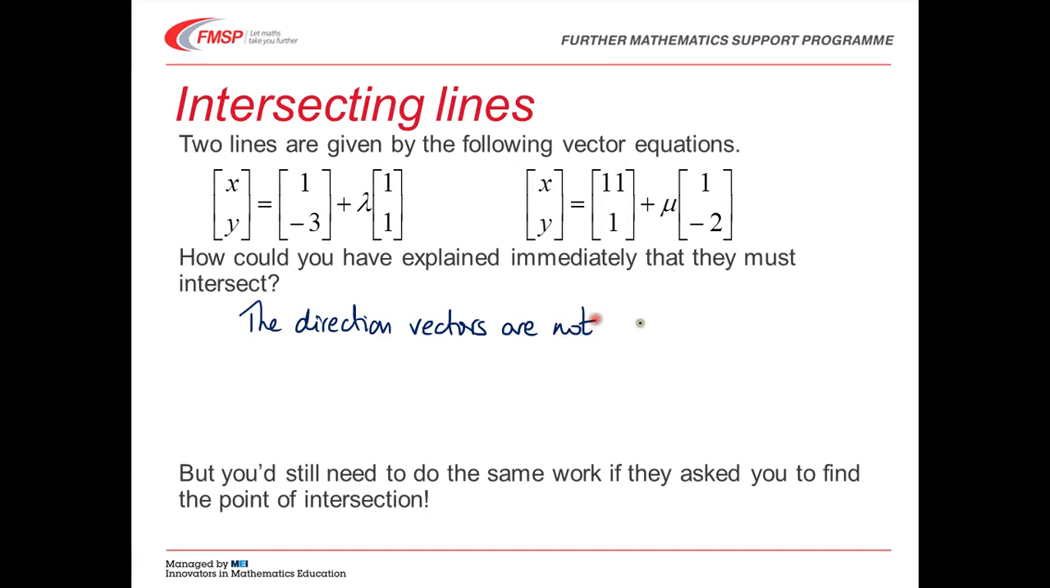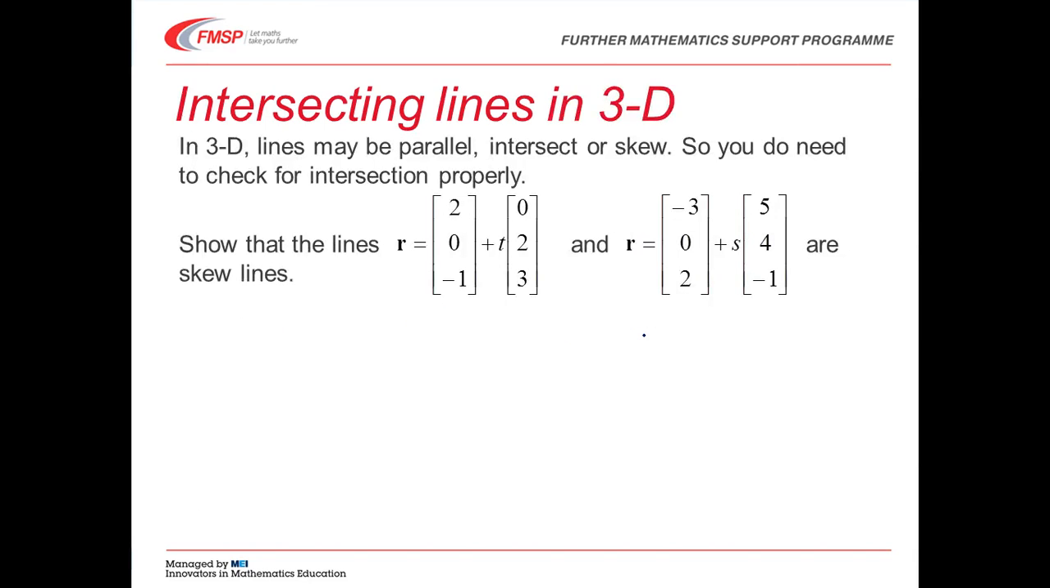So the lines are not parallel, so they must intersect. But, of course, if they ask you to find the point of intersection, you'll still need to do the same work. And if we're working in 3 directions, then non-parallel lines don't necessarily intersect. So we have 3 things to check.